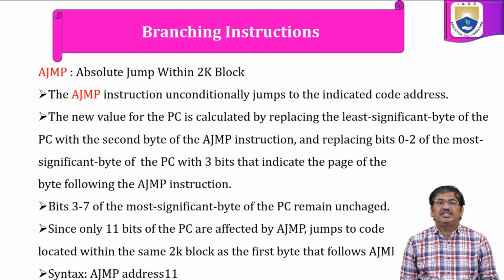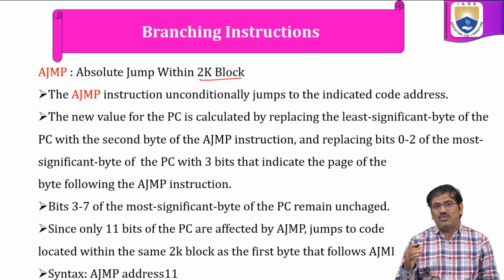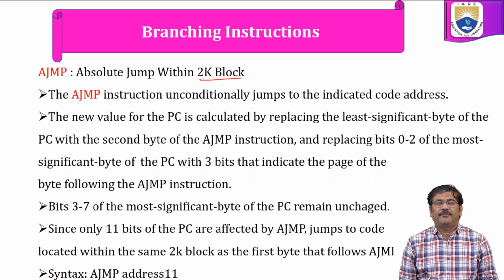The next instruction is AJMP, which is absolute jump. Here, the difference between SJMP, LJMP and AJMP is how much displacement you are representing. For AJMP, the displacement is 11-bit size. So it can jump within a 2K block, 1K above, 1K downward. The AJMP instruction is an unconditional jump to the indicated code address.